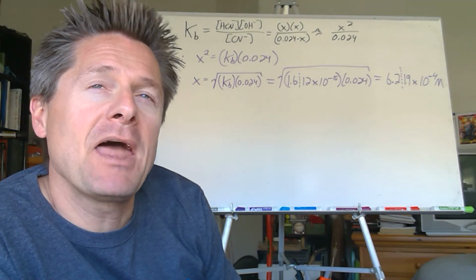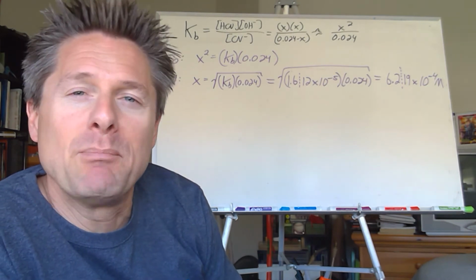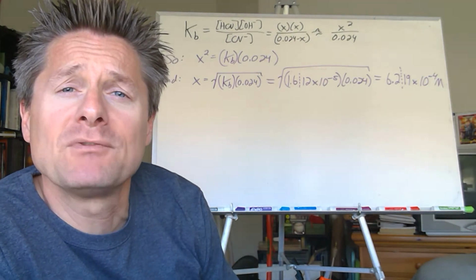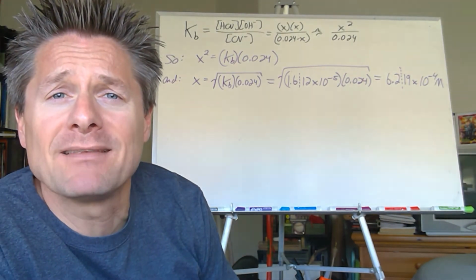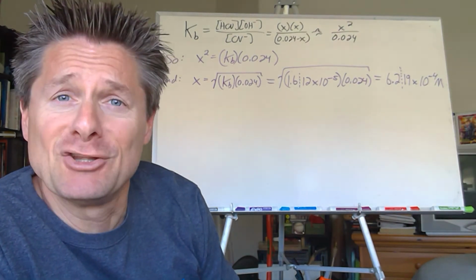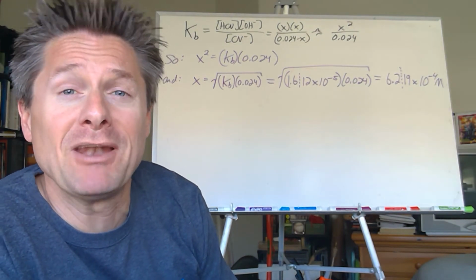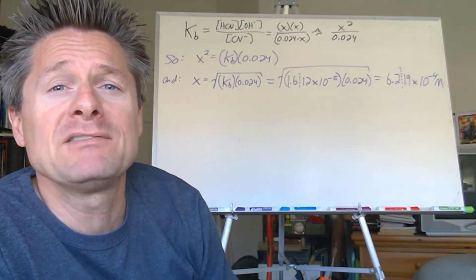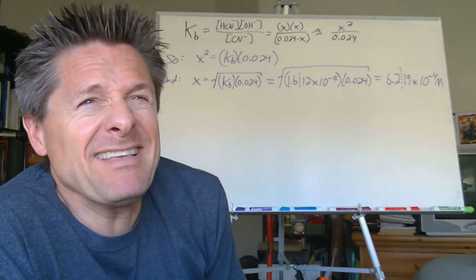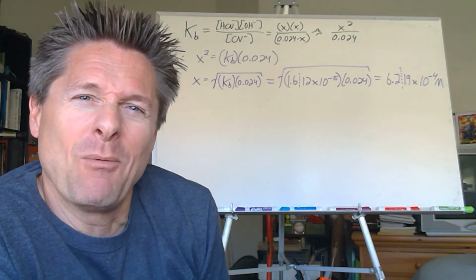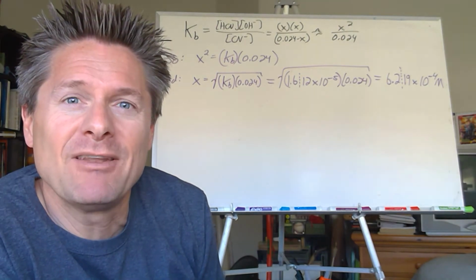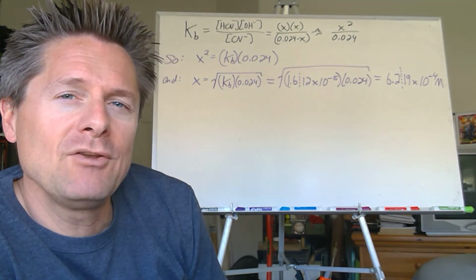And I thought about that. I'm like, wait a minute, this is a weak base, right? We thought about that before we started the problem. Cyanide ion is a weak base. So we should get a basic solution which should have a pH greater than 7. And my answer was a pH of 3 something. I'm like, that doesn't sound right. Bases don't give pHs less than 7, especially around 3. So what did I do wrong?